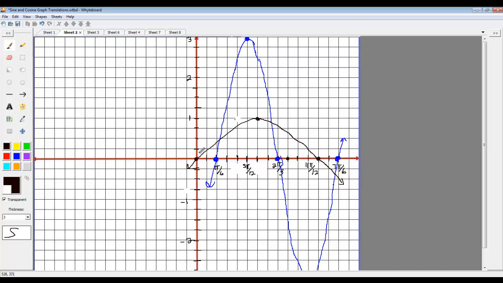Then you've got the phase shift. Instead of starting at 0, we could start at pi over 6. Phase shift to the right, pi over 6. So that's some of the things that are happening to that particular graph.